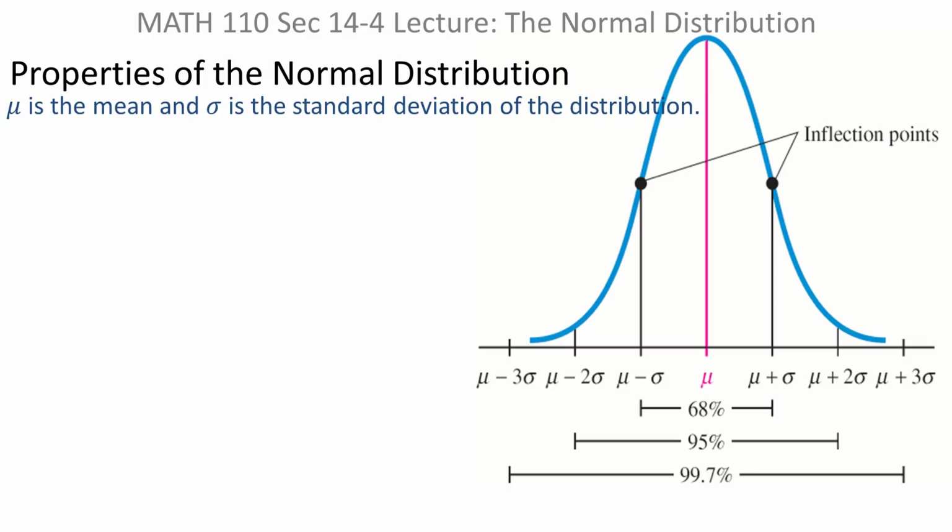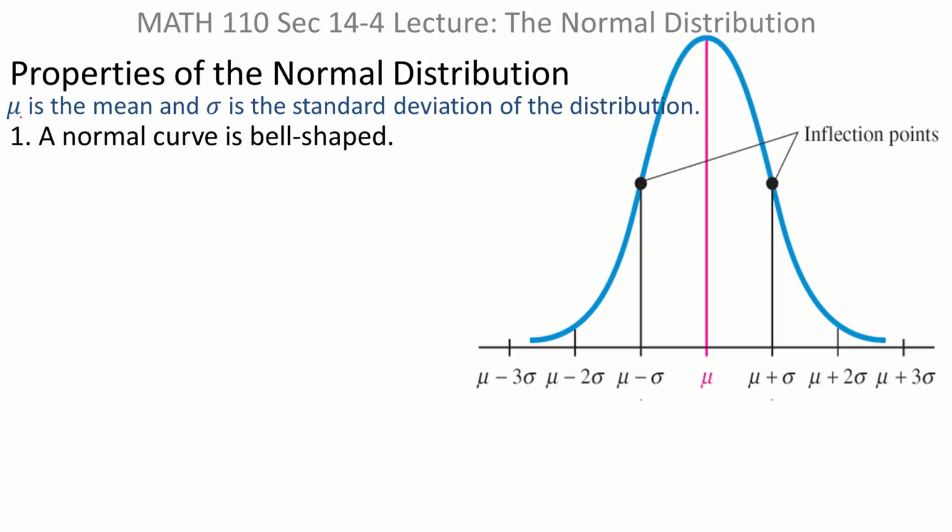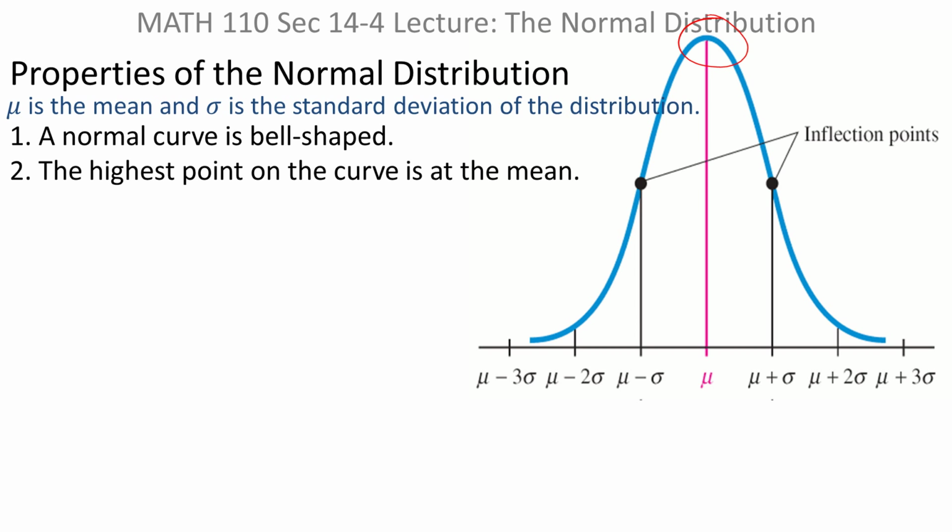Let's look at some of the properties of the normal distribution. Before we start, just keep in mind that we'll use the symbol mu for the population mean, and we'll use the symbol sigma for the standard deviation of the population. A normal curve is said to be bell-shaped, shaped sort of like a bell. The highest point on that curve occurs at the mean mu.